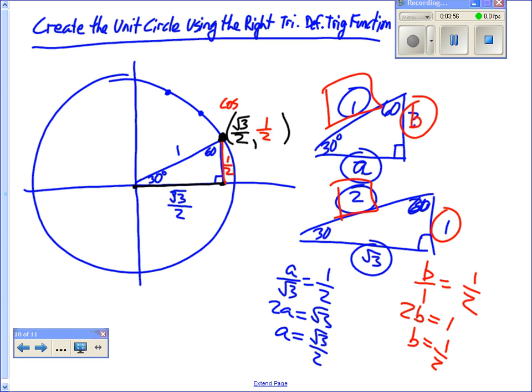Again, this is our cosine. This is a cosine of theta. This is our sine of theta, the y value. Cosine theta being the x, sine of theta being the y, okay? And so we use the similar triangles, right, to create that and the definition of the right triangles. And we could do that for the entire unit circle.